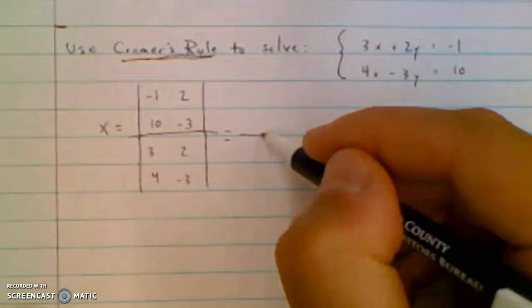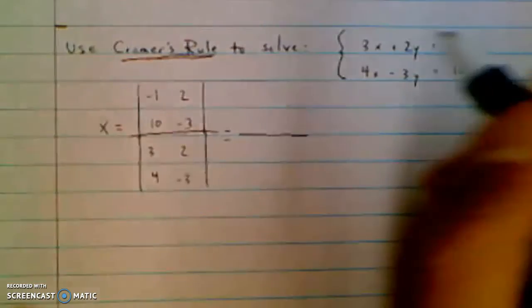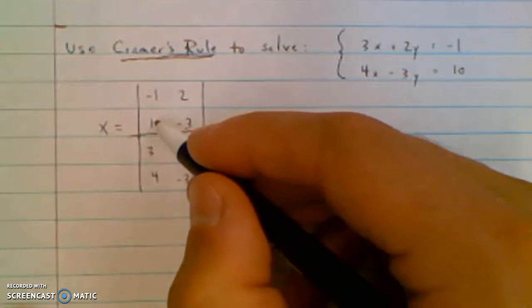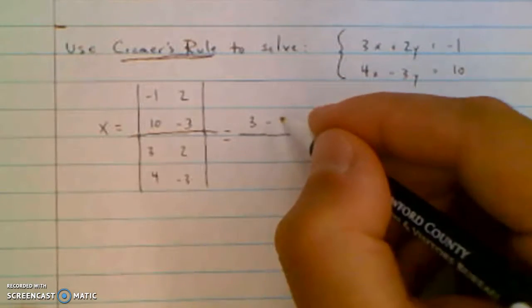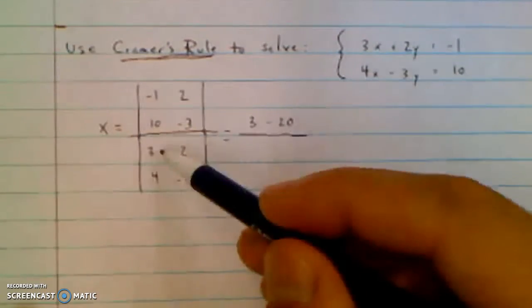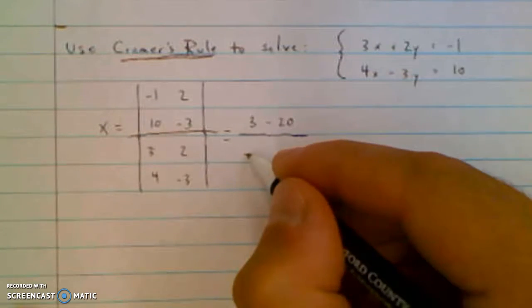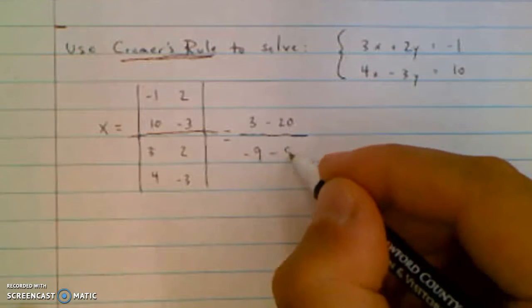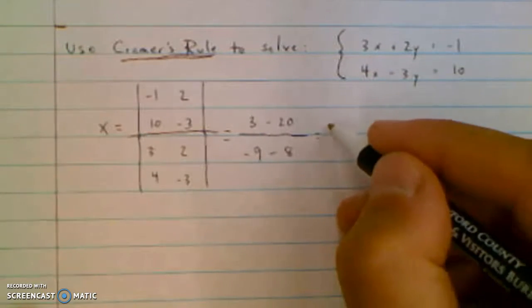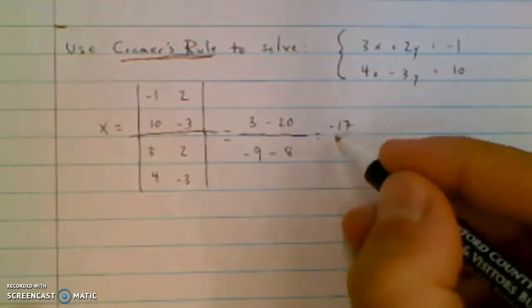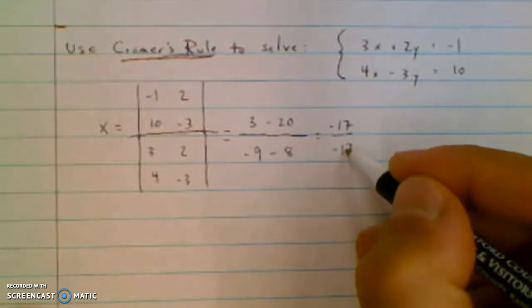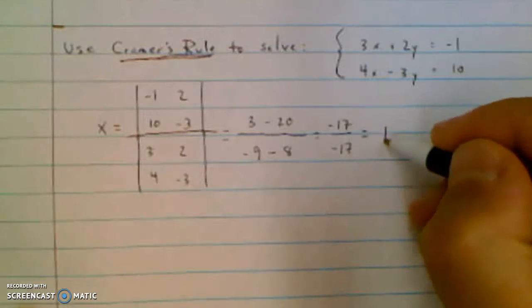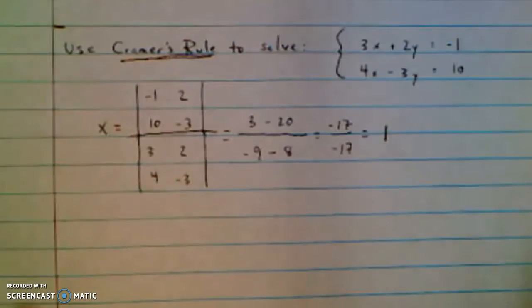Now find the determinant of both and simplify. Negative 1 times negative 3 is positive 3. 10 times 2 is 20. Subtract. 3 times negative 3 is negative 9. 4 times 2 is 8. Subtract. Negative 17 over negative 17 is 1 for x.